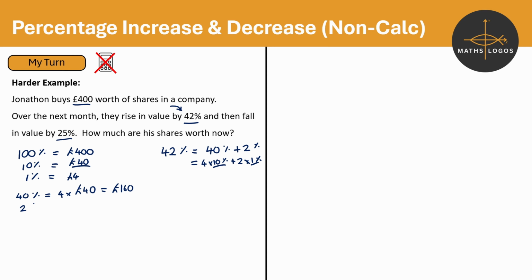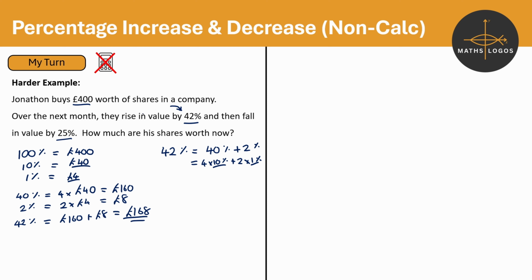And 2% is going to be 2 lots of 1%, so 2 lots of £4, which is £8. That means 42% is 40%, 160, add on 2%, which is 8, that's £168.